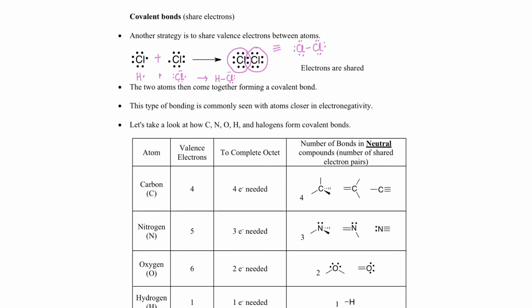Covalent bonds are generally found in atoms that are closer together in terms of electronegativity. In OChem, you'll see that we're going to spend a lot of time on carbons, nitrogens, oxygens, halogens, and hydrogens because they form covalent bonds. Most of the time, we're not really going to touch on ionic bonds in OChem.